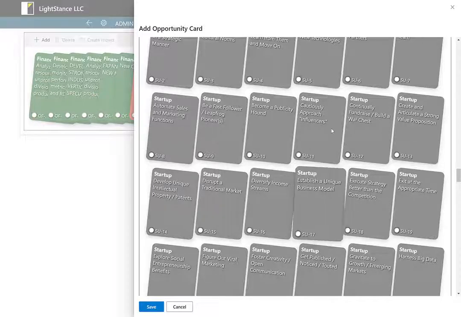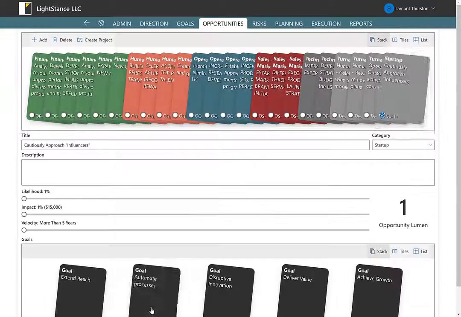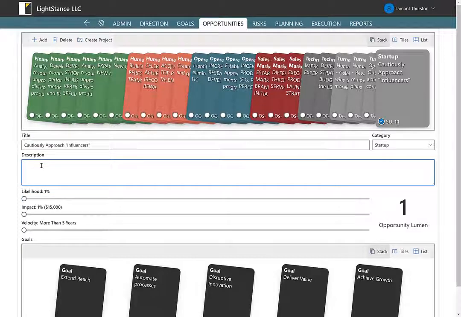And this ends up making it very easy to add new topics and to describe what do you mean by cautiously approach influencers. Sometimes followers and potential scope of touches can be deceiving in social media, as we all know. So in startup mode, how do we get the word out, but how do we do it in a way that is very real and drives impact?